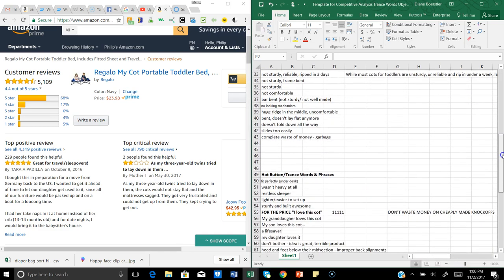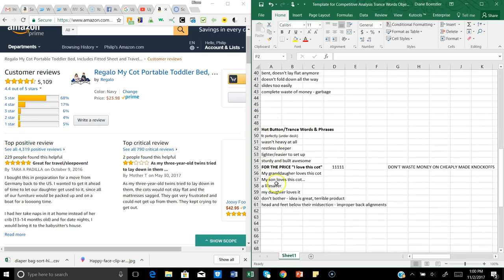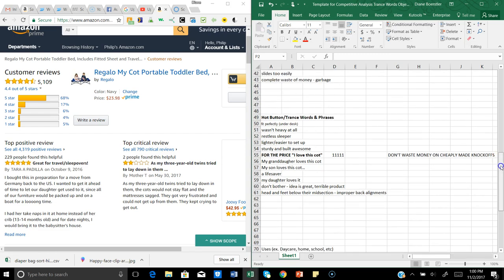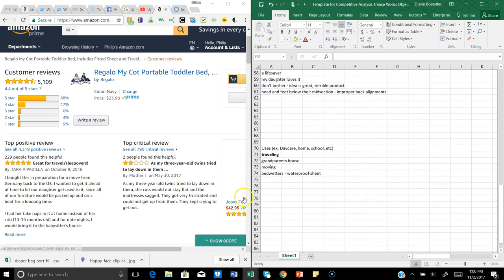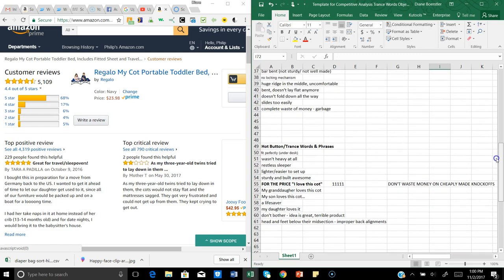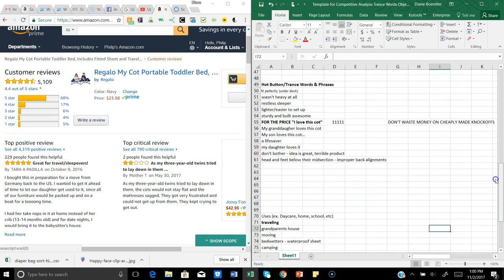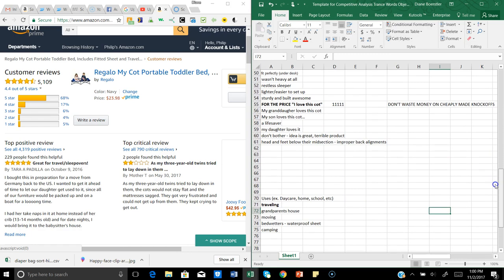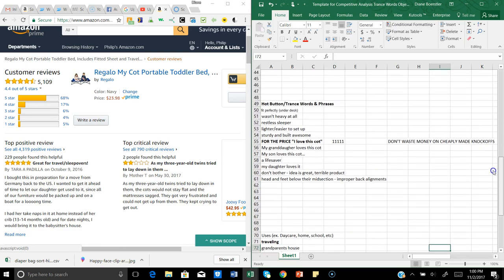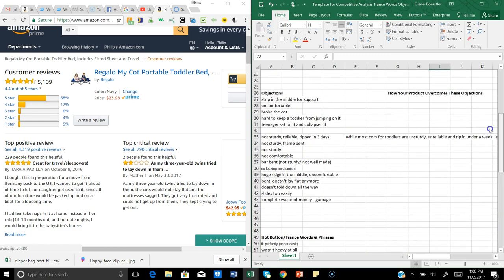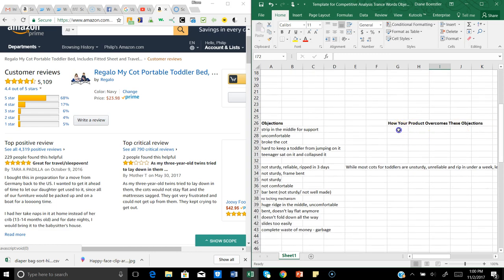So you have the objections. You have their trance words, their hot button words. You know what to say and what not to say, right, in specific language. You have the uses. Traveling's a huge one. Grandparents' house, moving, bedwetters. We had one for camping. Right, but that might be more of a camping cot. And by the way, don't say it's a camping cot if for some reason your product can get moldy if it gets wet all the time. Just a heads up on that.